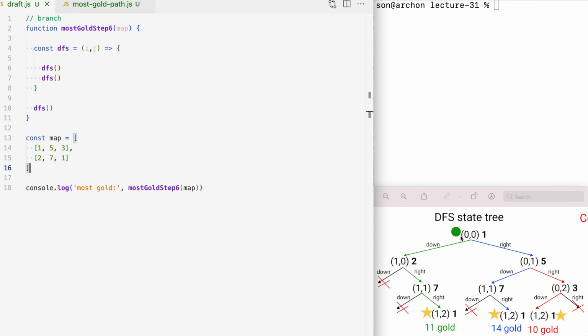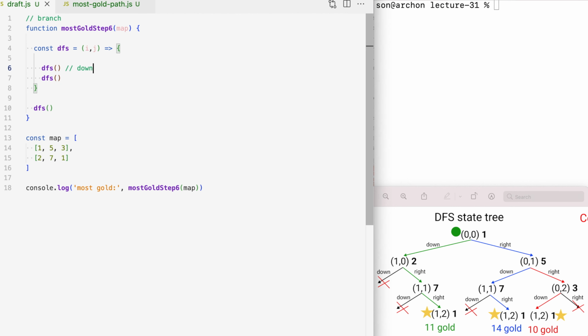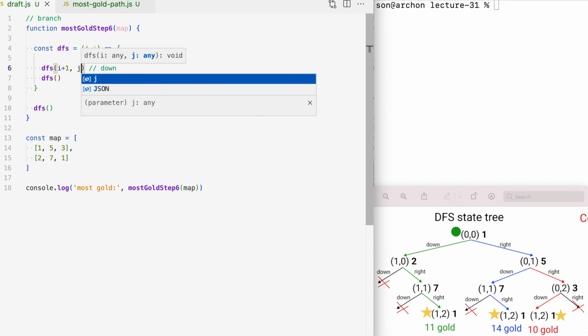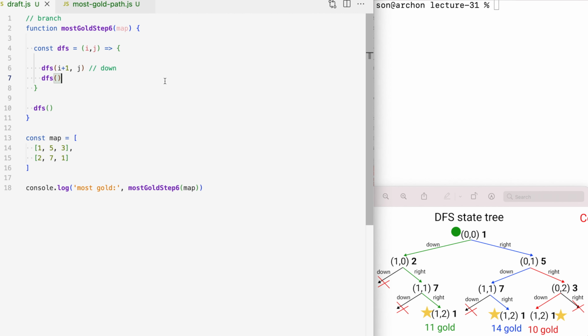Next, changing state. When we go down, for example from 1 to 2, that is where we increase i by 1. So when going down, we're going to be at i plus 1 and j. Next, the second choice to change state, where we go right, is where we increase j by 1. So to go right, we're going to increase j by 1. And that is how we change the state.